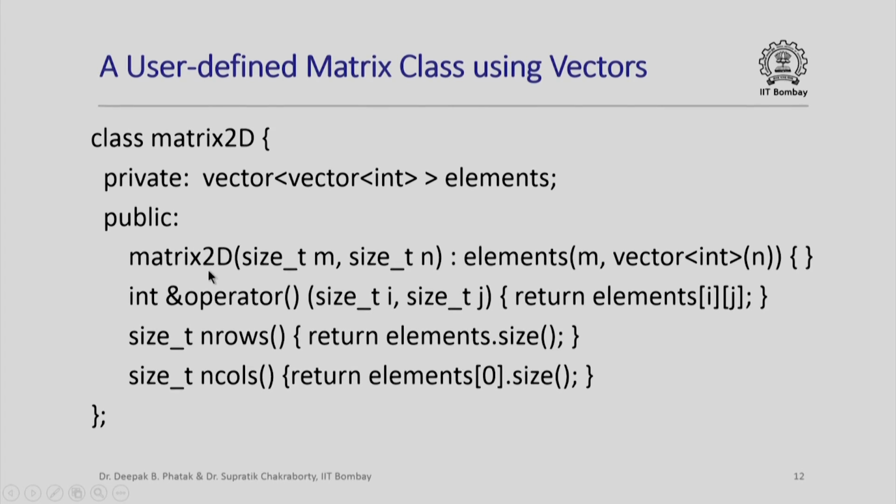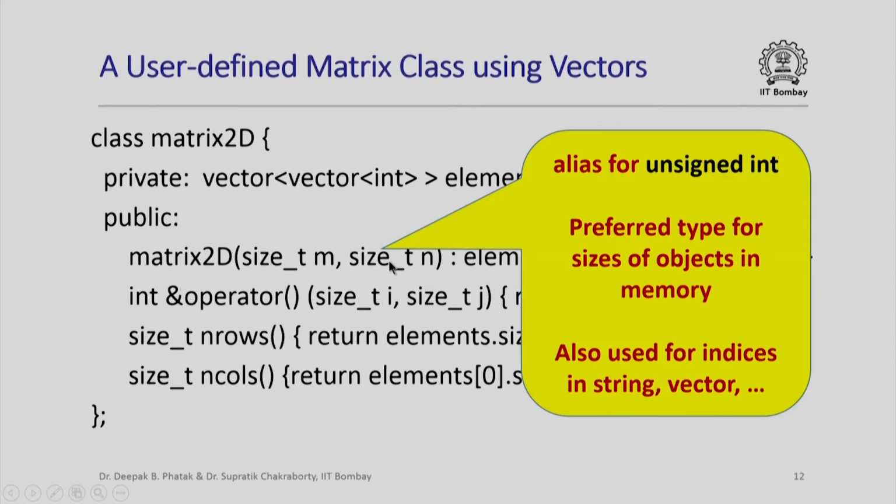Let us look at the constructor function, Matrix2D. It takes two parameters m and n, both of type size_t. Well, what is size_t? It is really an alias for unsigned integer, and indeed this is the preferred type in C++ for sizes of objects in memory. So whenever you are trying to refer to the size of an object in memory, in C++ it is good practice to have the type of whatever variable represents that size be size_t.